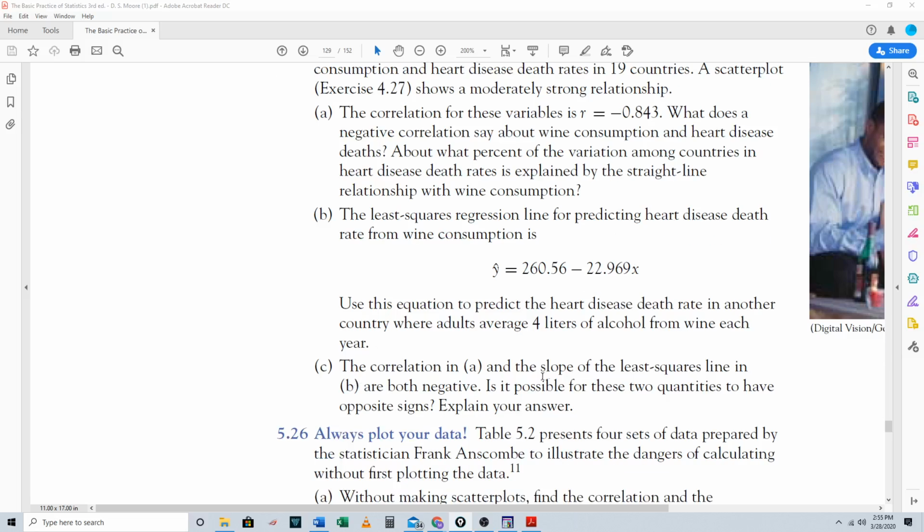All right. And then part C, the correlation in A and the slope both are negative. Is it possible for two quantities to have opposite signs? No. It is not possible for them to have opposite signs because the correlation is used to find slope. So whatever sign the correlation has will always be the sign of slope. Done. All right. So try the other questions.